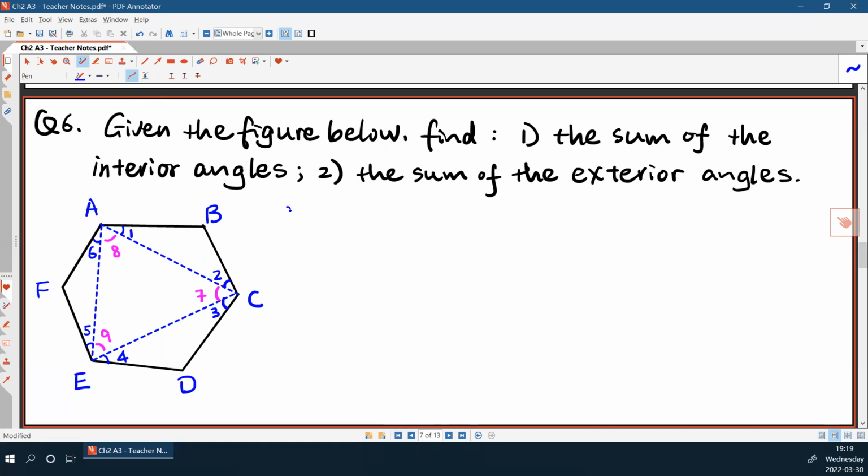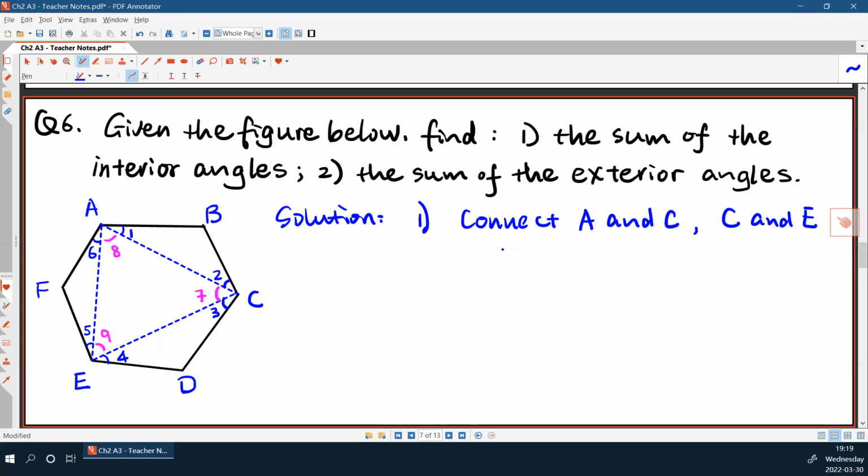Okay. So first of all, let's describe what we have done to this figure. We can connect A and C and E, and also the point A and E, right? This is what we have done to this figure. And in triangle ABC, we know the sum of the angles of ABC is 180 degrees.